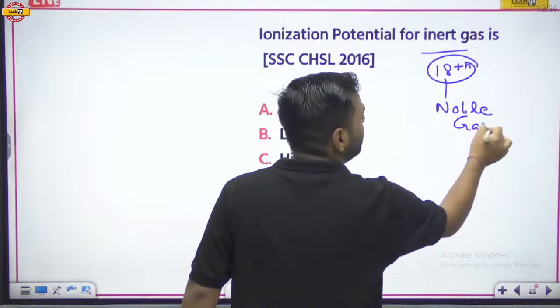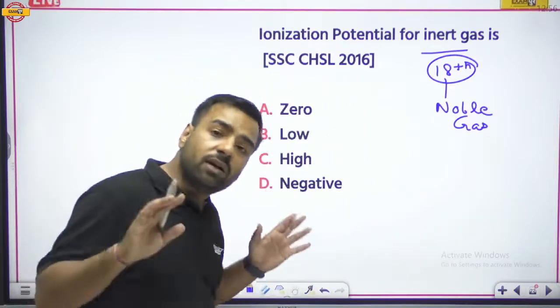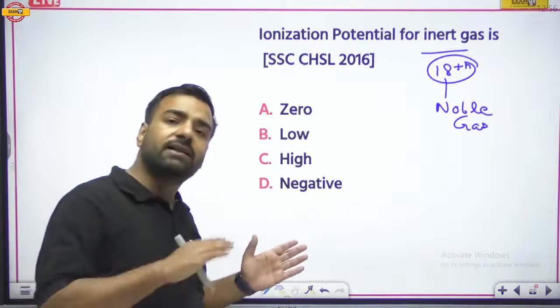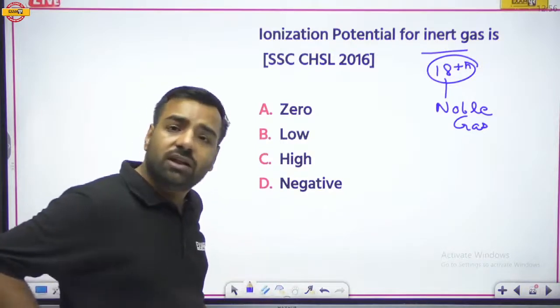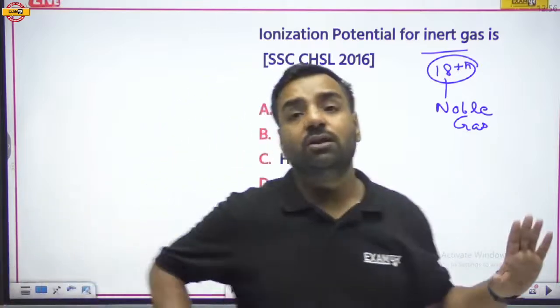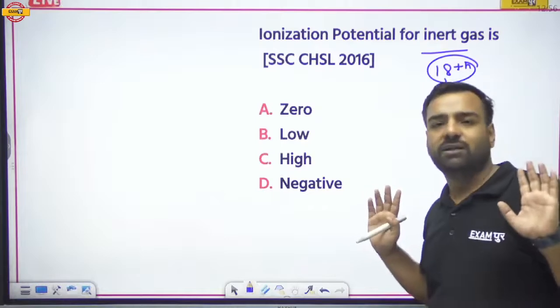And noble gases already have their outermost shell filled, that is, they already have the configuration in such a manner that their outermost shell is already filled. Their duet or octet is already complete. So they are neither going to give the electron nor take the electron. They are not going to be part of all those activities.